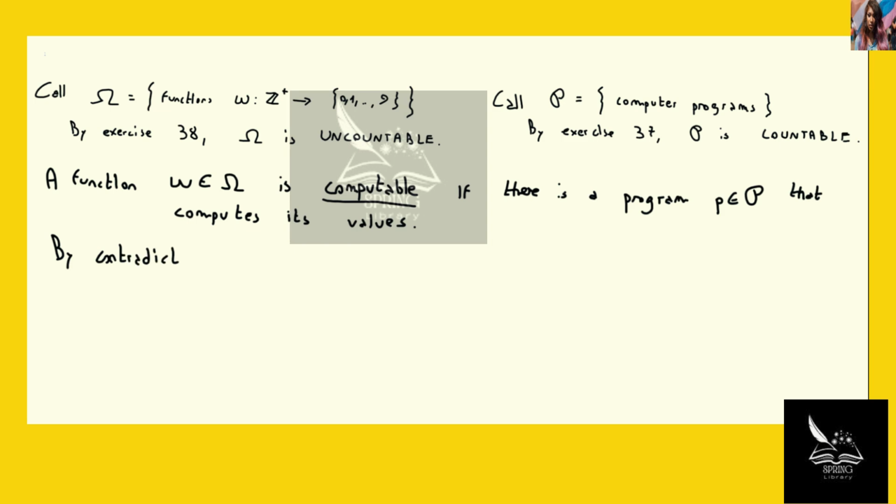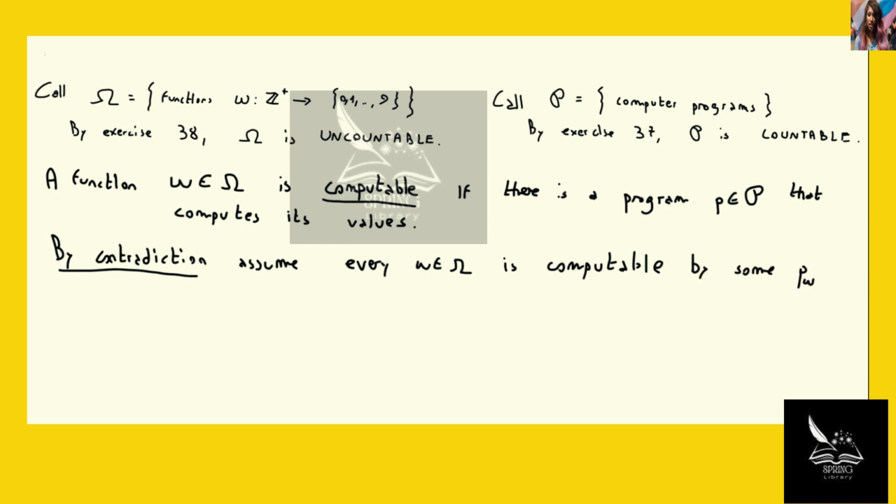Now let's assume by contradiction that every function omega is computable by some program, let's call it p omega. Of course, the program does not need to be unique, but we just assume that there is at least one program p omega that computes omega. Now we define a map f from big omega to big P that maps every function omega to one computer program p omega that computes it.